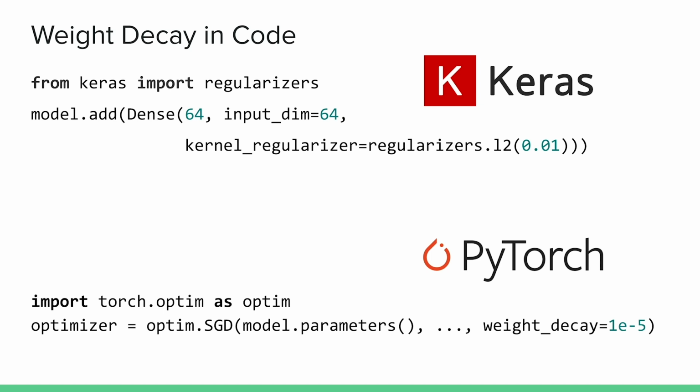Weight decay in practice, for example with Keras, is that you basically just specify in your layer a kernel regularizer and you say, take the L2 norm, that's basically the weight decay. For PyTorch, there is a specific parameter called weight decay, and you just specify that one parameter, the alpha value, which says how fast your weights decay towards zero.